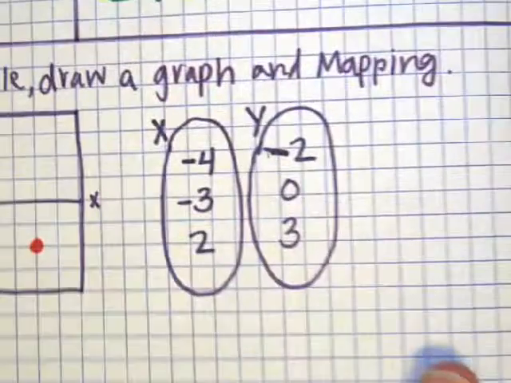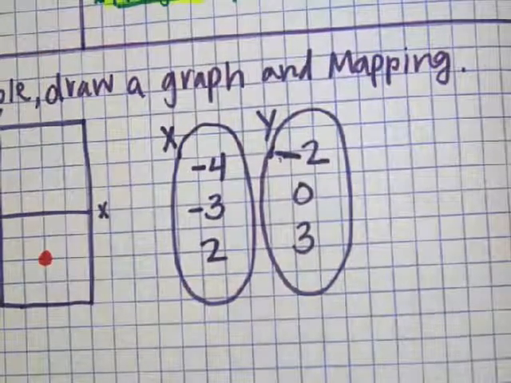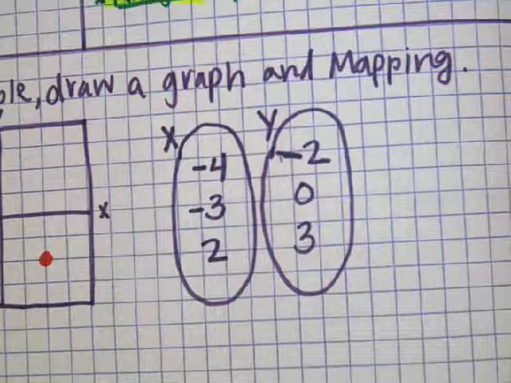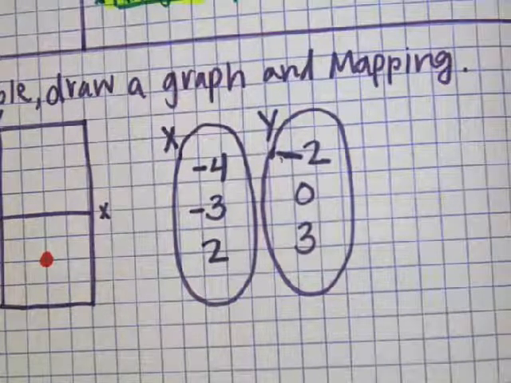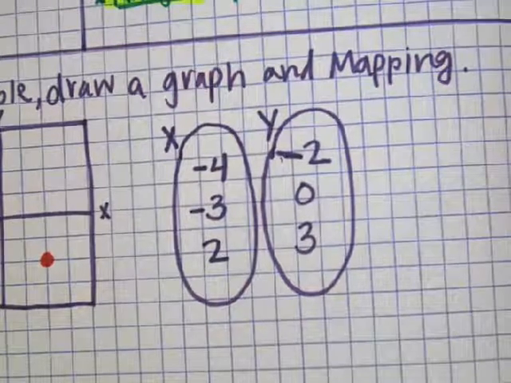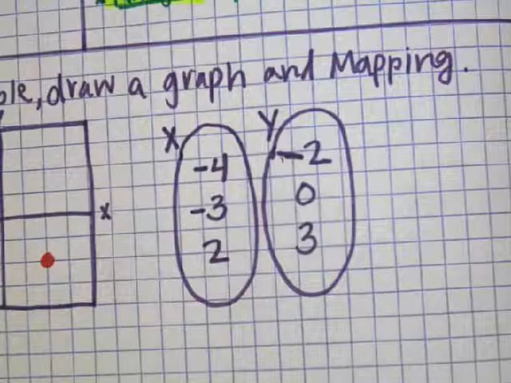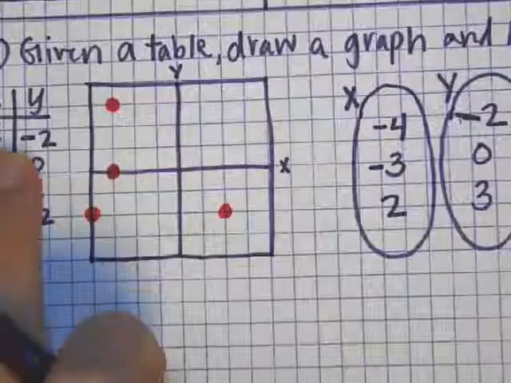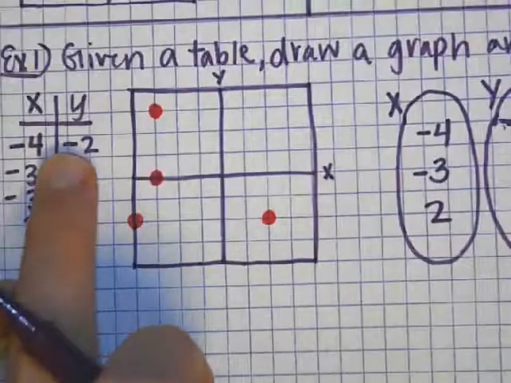Now, looking at the mapping how it is right now, you don't know which X goes with which Y, okay? So from here, we're going to draw arrows to show which X goes to which Y in the ordered pair. So the first ordered pair is -4, -2. So I'm going to take -4 and draw an arrow from -4 to -2.